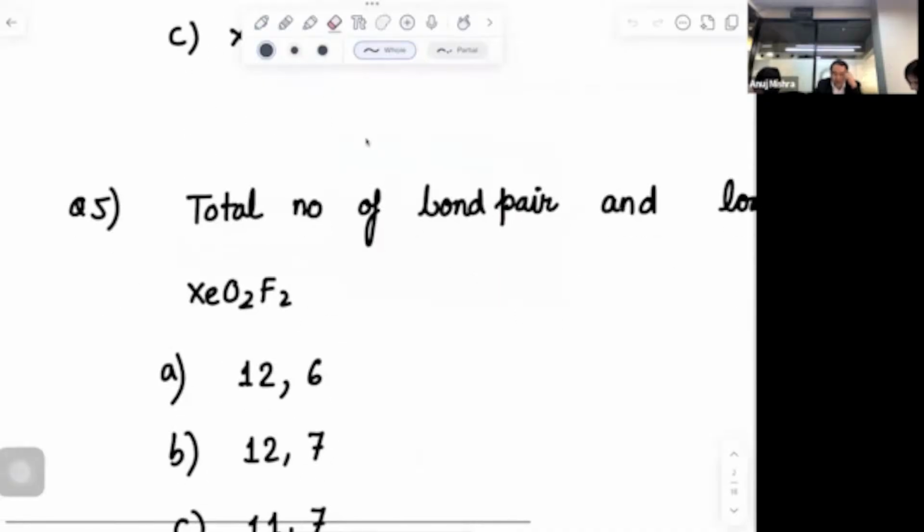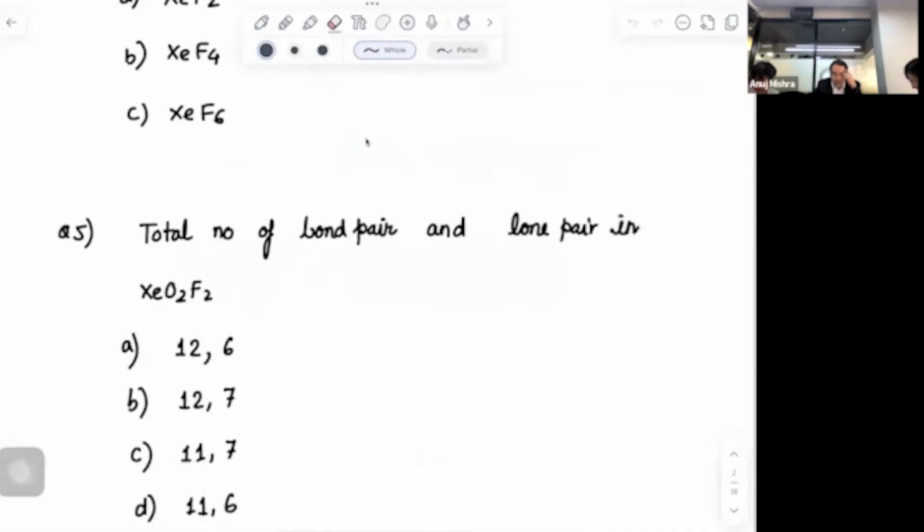Total number of bond pair and lone pair in XeO2F2. Sham, is it clear? Last question.